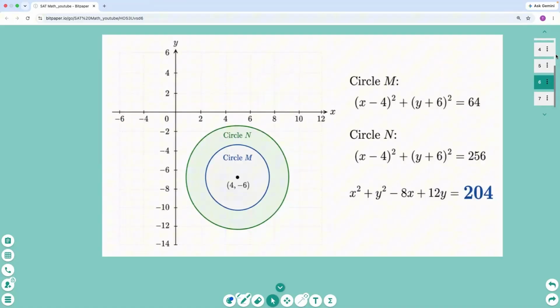Today, we covered 3 important SAT math skills: finding the center and the radius of a circle, using area relationships, and writing a circle equation in general form.